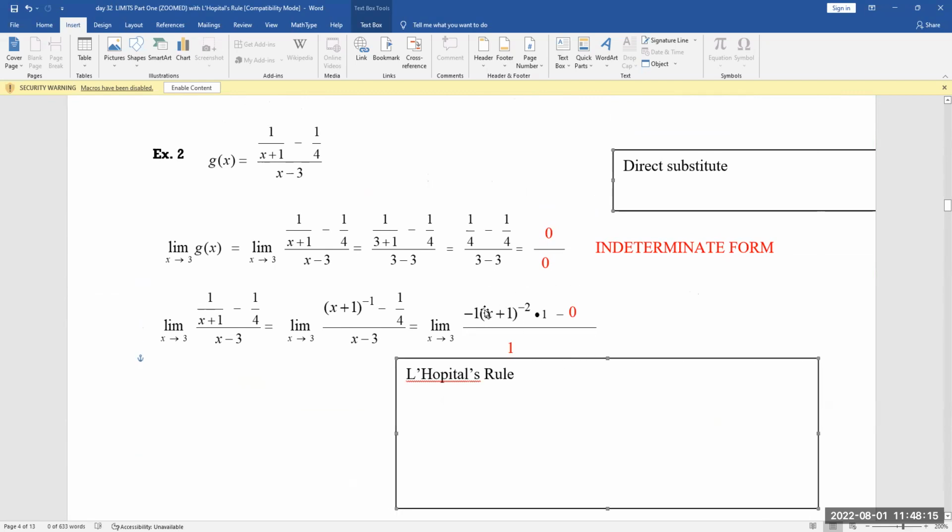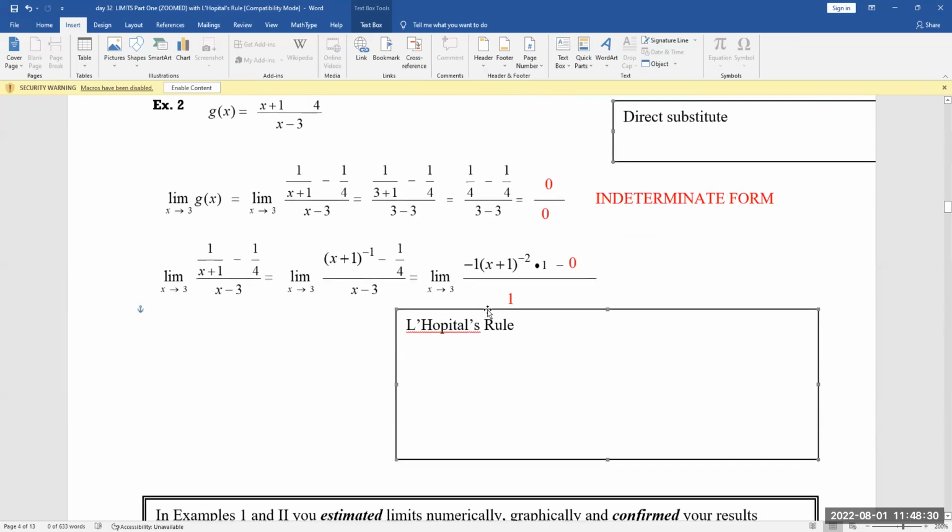The chain rule applies here, but the derivative of the quantity here inside is just 1. So you could ignore that, but remember, that's what the chain rule is all about. If this was not an x plus 1, if it was a 3x plus 1, you would have to use the chain rule. Okay, now we're going to go ahead and do a direct substitution. Let's go ahead and put 3 into the problem.